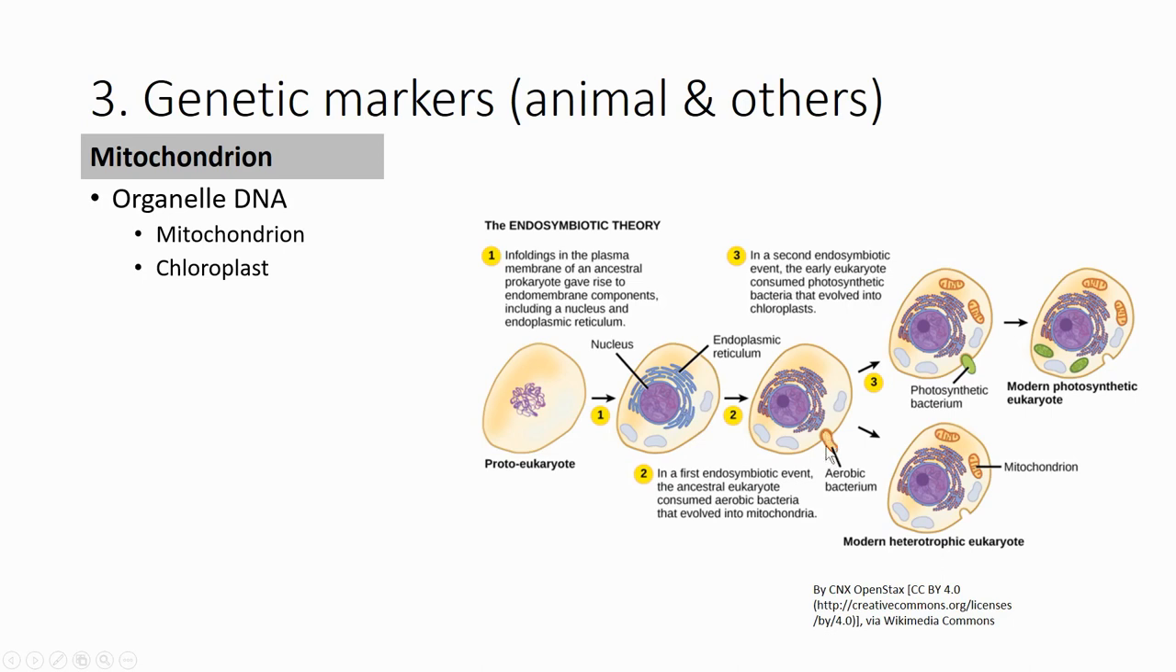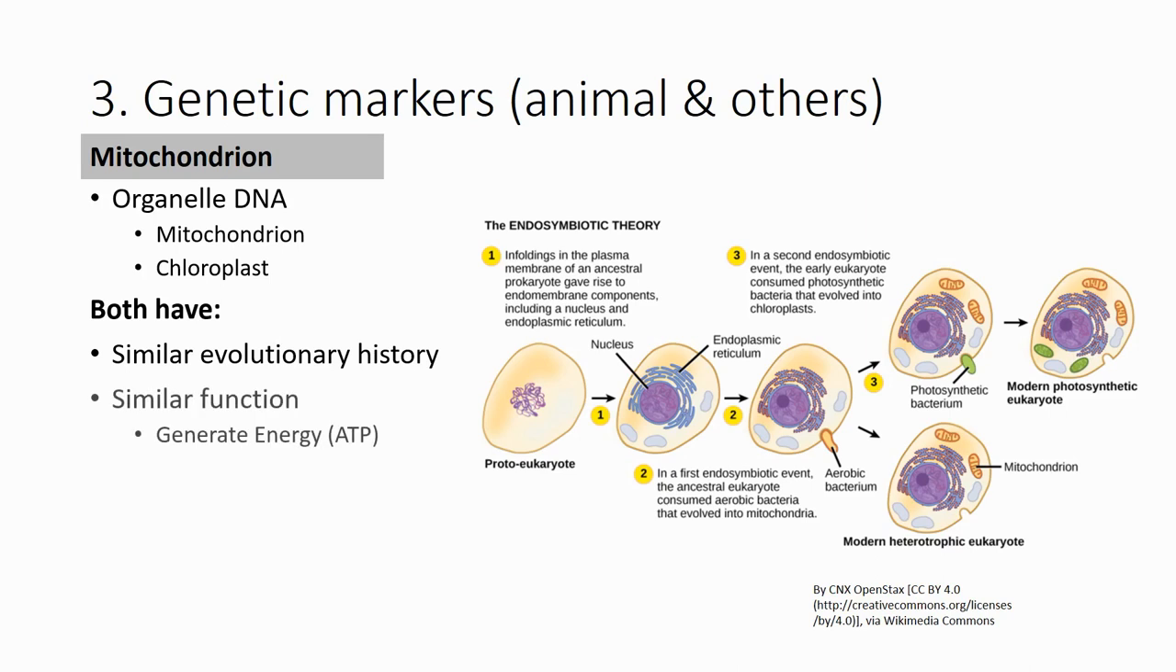And then there are some events where the eukaryote consumed photosynthetic bacteria and evolved into the chloroplast. So actually this is a bacteria. Somehow it has been consumed and co-evolved with the cell. It's the same as the mitochondria. So mitochondria is also an aerobic bacteria. So that's the reason why each of these organelles have their own DNA. This is a theory that we accept now.